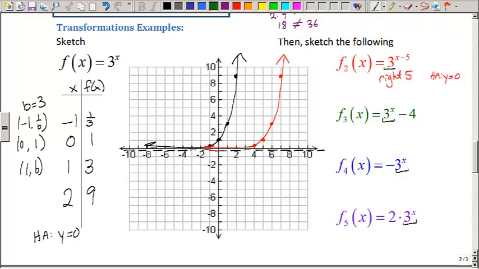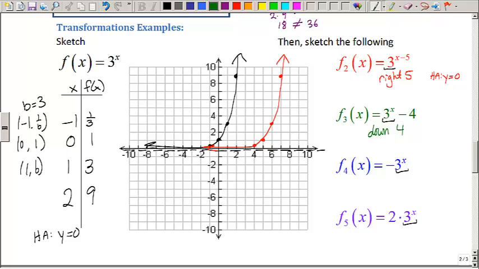Let's look at my green function, f sub 3 of x equals 3 to the x minus 4. Again, that's my parent function, but in this case I'm subtracting 4 from the function. When you subtract from the function, that's going to be shifting up or down. In this case, because it's minus, it's down 4.